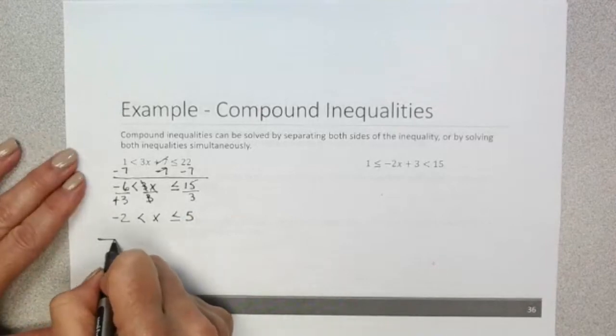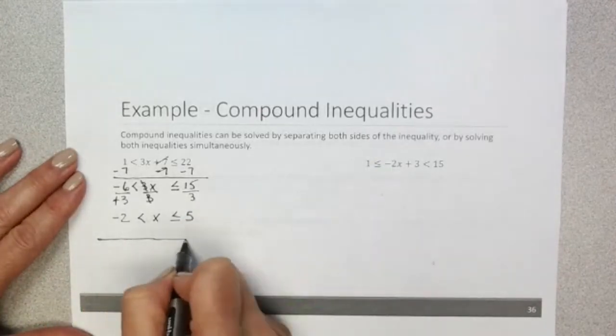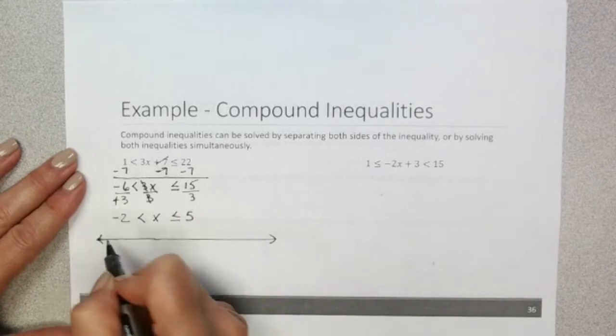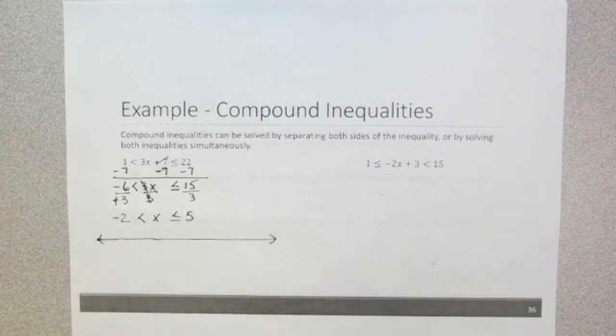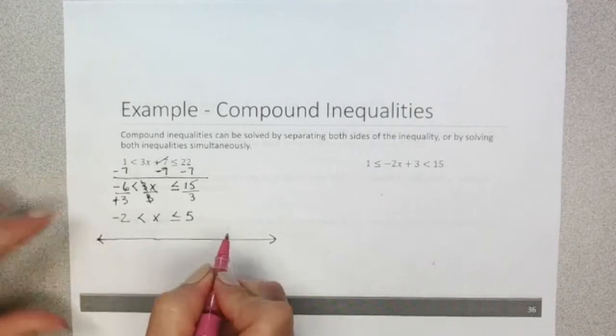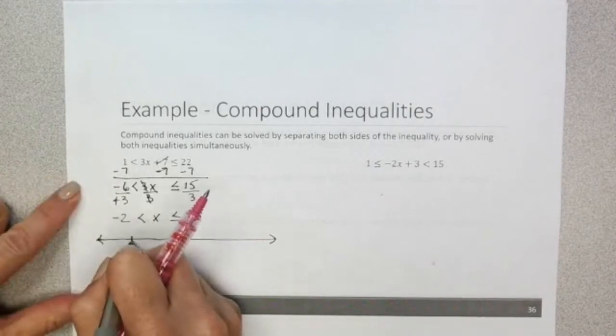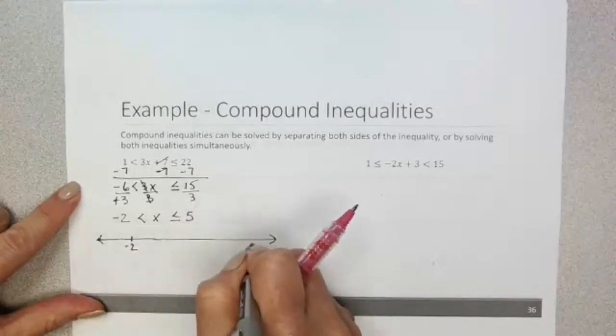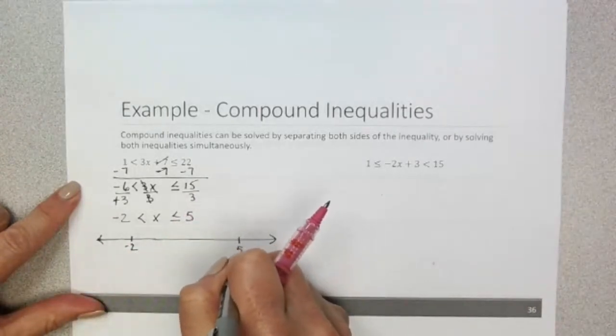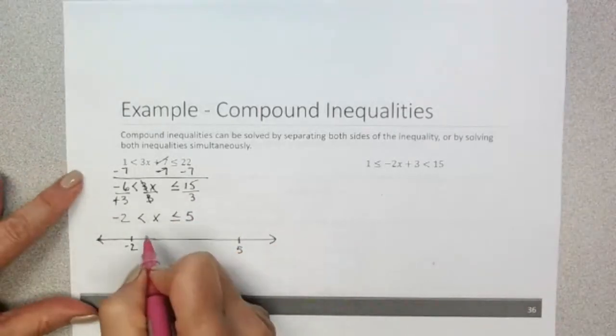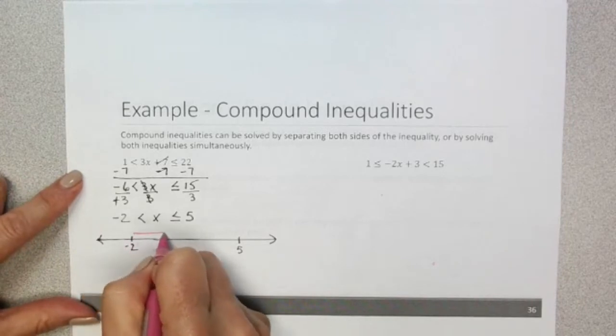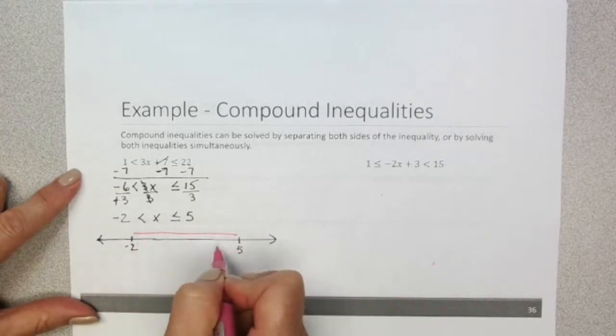Let's graph that. Doesn't say we need to, but let's do it. When we graph this, the values that x can take on are in between -2 and 5. So we'll say -2 is here. We'll say 5 is over here. So the solution is going to be all the values in between -2 and 5.